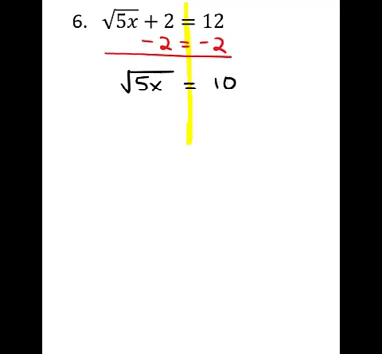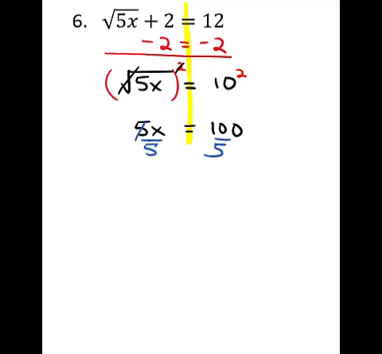And then next we're going to have to get rid of the radical. So in this case we're going to have to square both sides in order to get rid of the square root. So the square root and the square undo each other, so we end up with 5x is equal to 10 squared, which is 100, and then we divide by 5. So we end up with x is equal to 20.